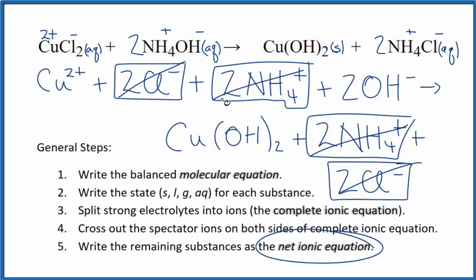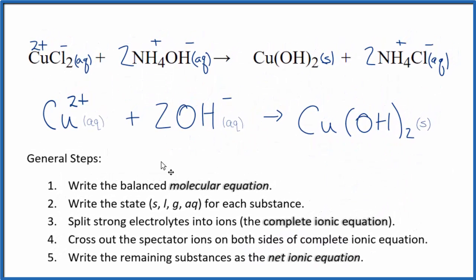I'll clean this up, write the states. We'll have our net ionic equation. So this is the balanced net ionic equation for copper(II) chloride plus ammonium hydroxide. Charge is balanced. We have this 2+ and then 2 times 1-. That's 2-. So that gives us a net charge of 0. Over here we have a neutral compound, net charge of 0. If you count the atoms up, they're balanced as well.